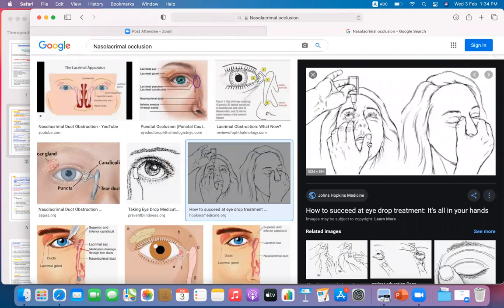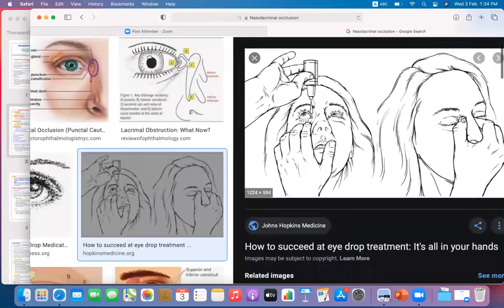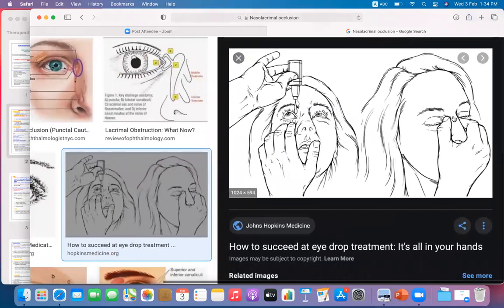If you instill the eye drop into the eye, just press like this. If you see this image, it is called nasolacrimal occlusion. See the image. This nasolacrimal occlusion will reduce the systemic absorption of the drug, reduce the adverse effects, increase the contact time of the drug to the eye, and increase the effectiveness of the drug.